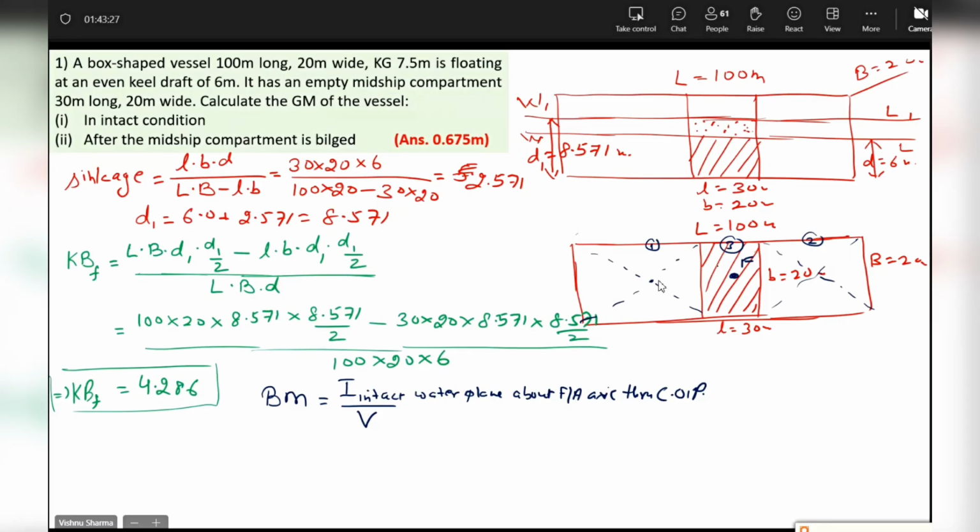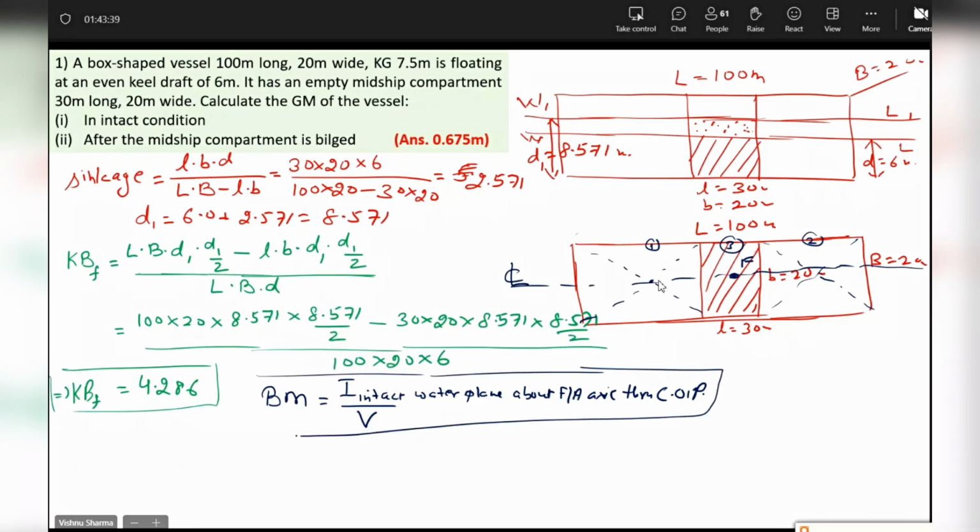Then I have to draw the axis through it for BM. This happens to be the center line. So my formula for BM, this was only to remind you of the formula. This is not what I'm using. You can disregard this. BM will be equal to, now I'm writing with respect to my diagram, ICL of the intact water plane divided by volume of displacement. Do you agree?